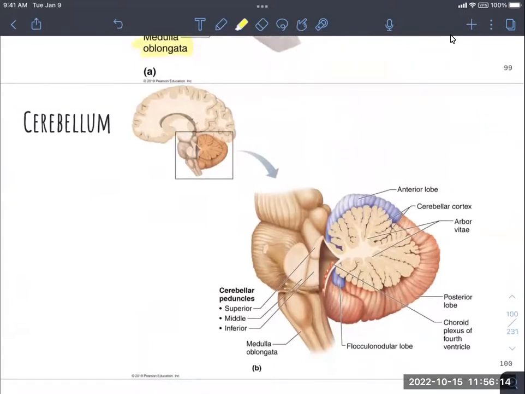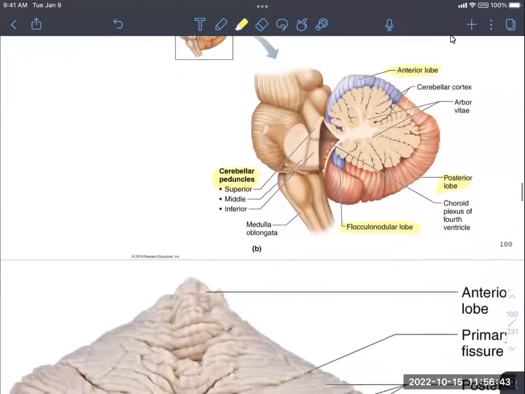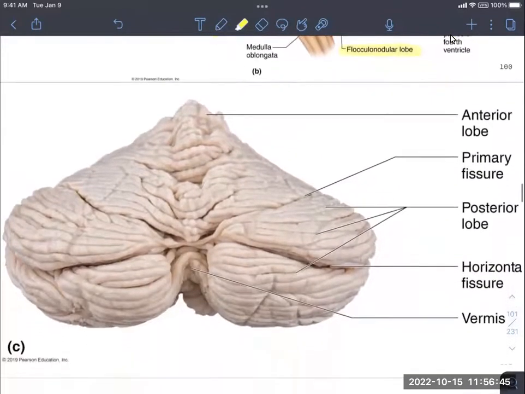So here again, you see the anterior lobe, posterior lobe. Here, they have labeled out the flocculonodular lobe. And you can see how everything is connected. We have these cerebellar peduncles that are actually part of the brain stem that send information from that brain stem into the cerebellum, and then it comes back out that way before it goes down or back up to the brain.